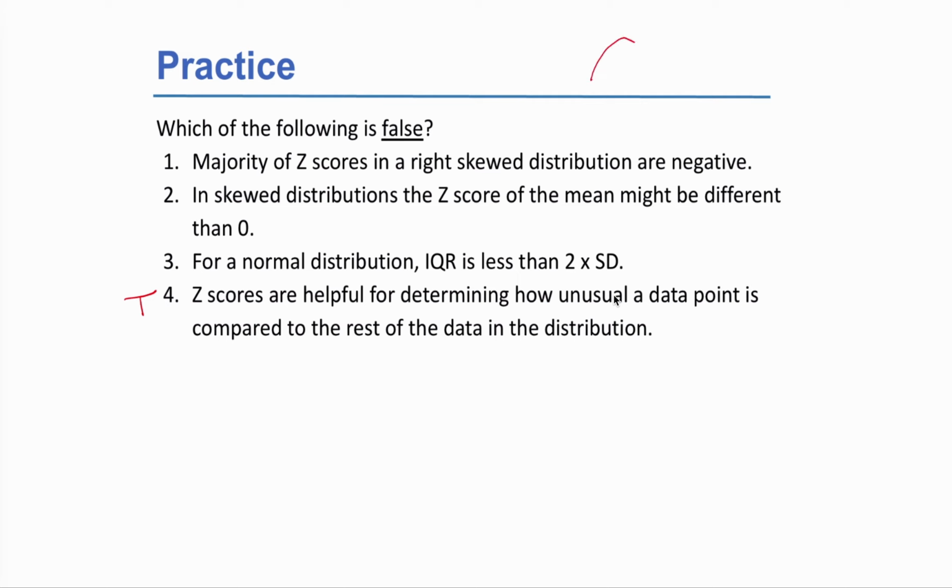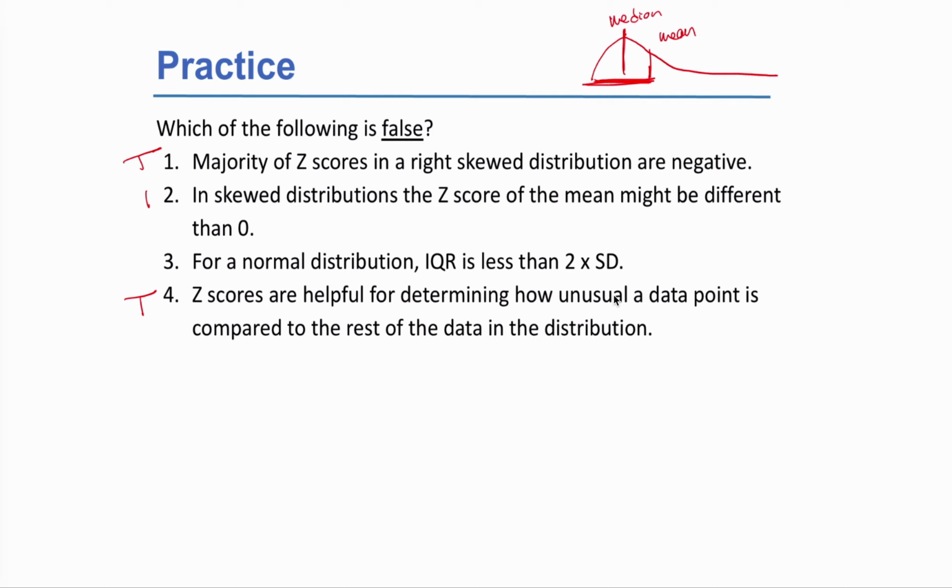Right, in a right-skewed distribution, the mean is going to be higher than the median. So, more than 50% of your data are below the mean. Z-scores are standard deviations away from the mean, so that one is true. Right? You're going to have more data below the mean than above the mean.